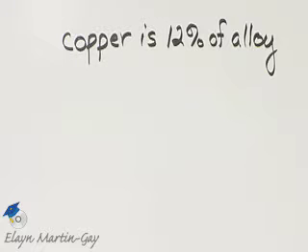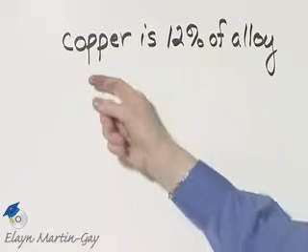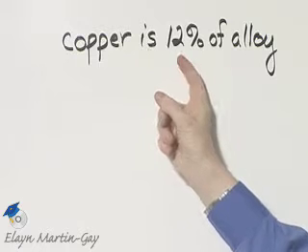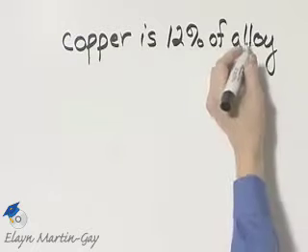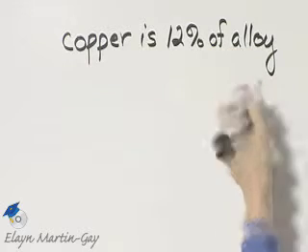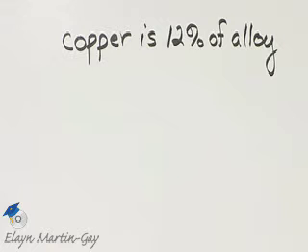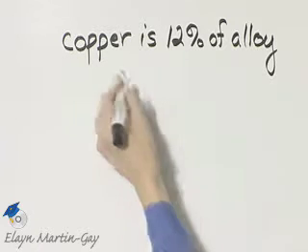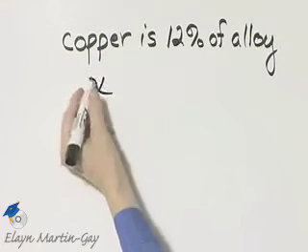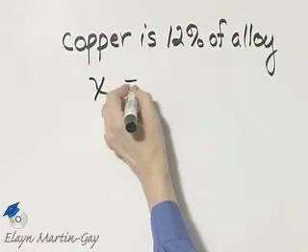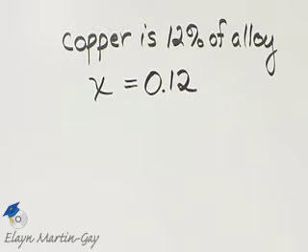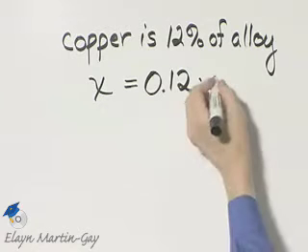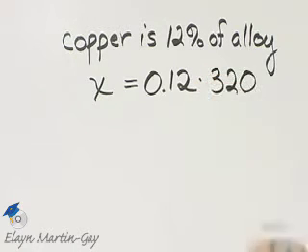Make sure you read and reread the problem, and notice we're given that the amount of copper is 12% of the amount of alloy. And we're told that the amount of alloy we're interested in right now is 320 pounds. We want to know how much copper is in that alloy. So we'll let X be how much copper. So the amount of copper is 12%, and I'll write that as a decimal, times alloy, and we're given that the alloy is 320 pounds.